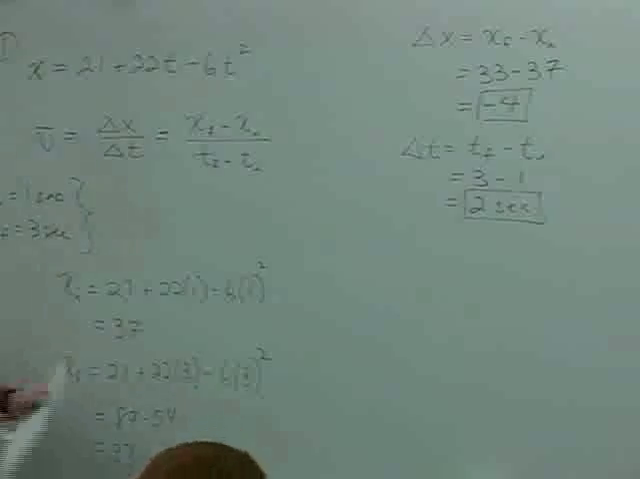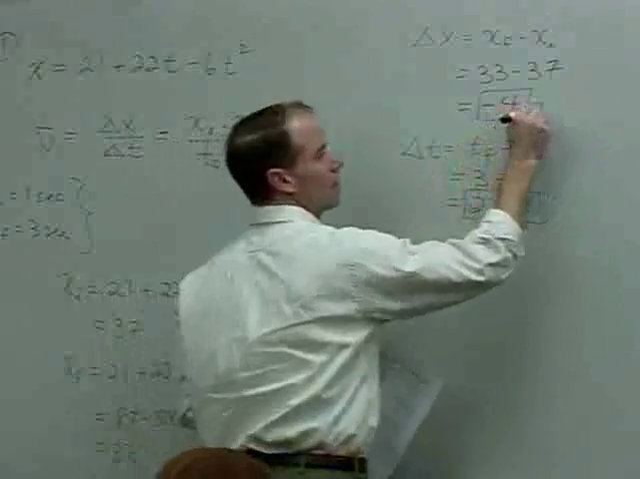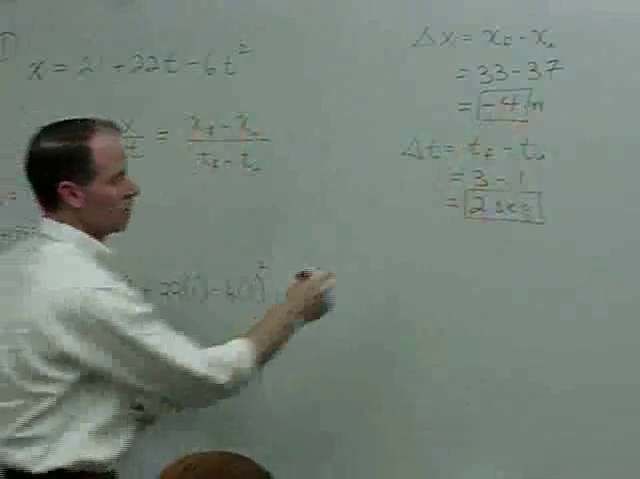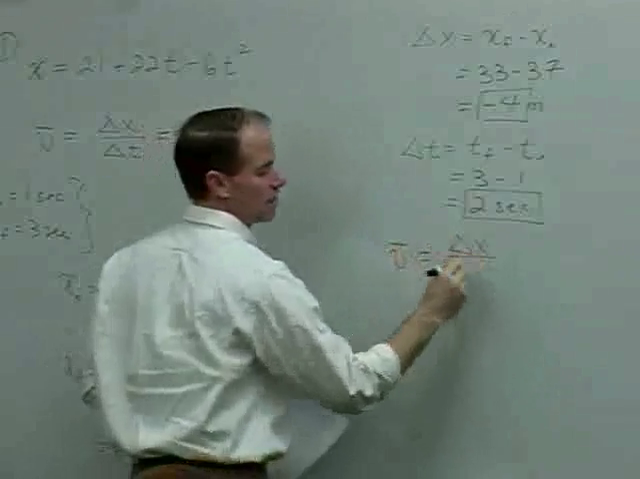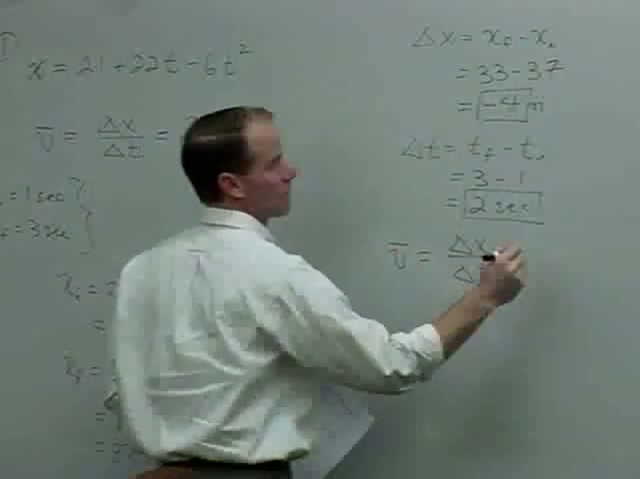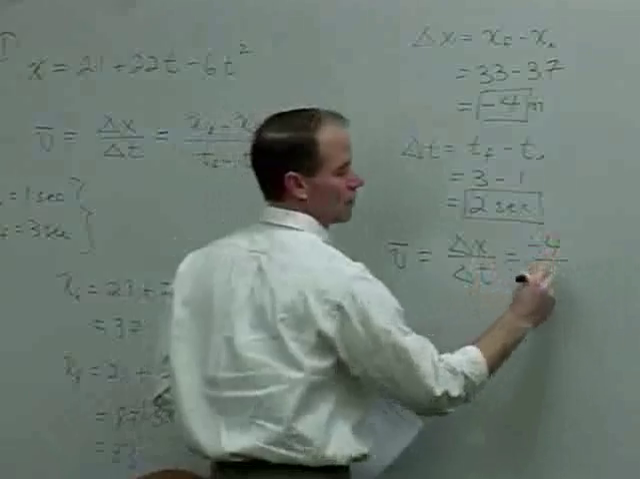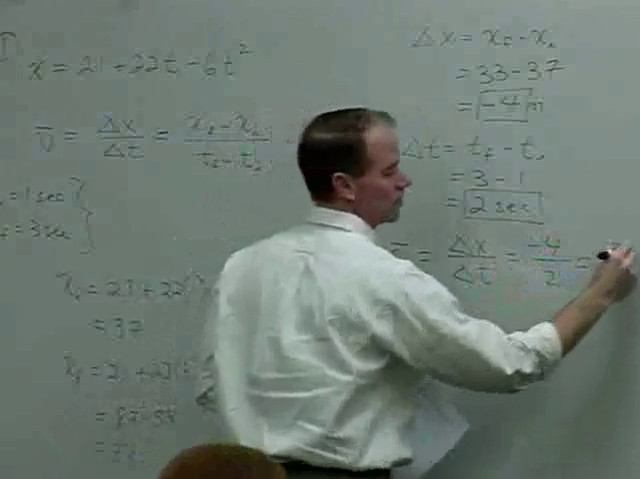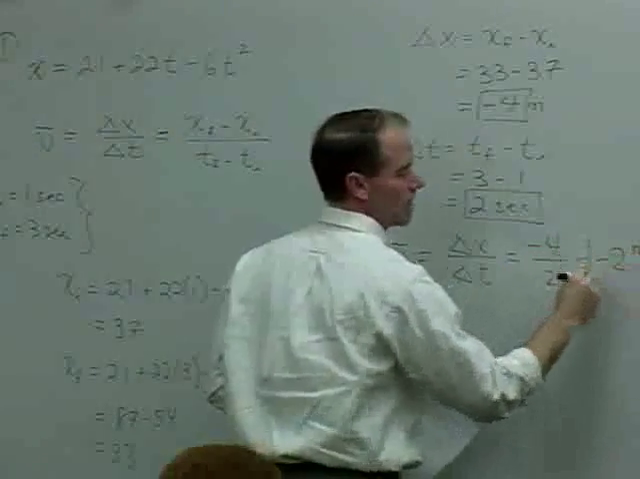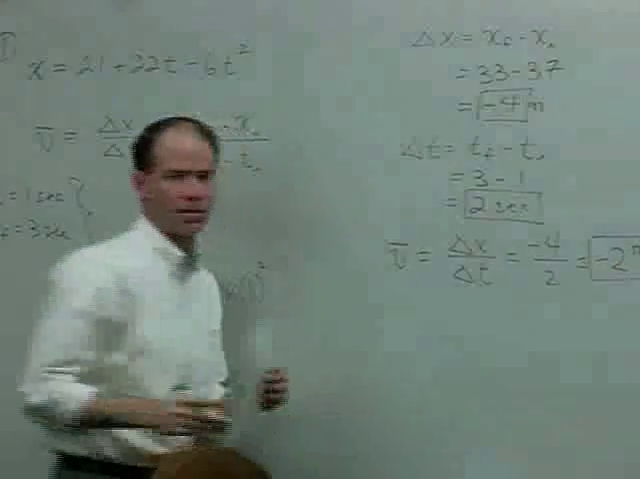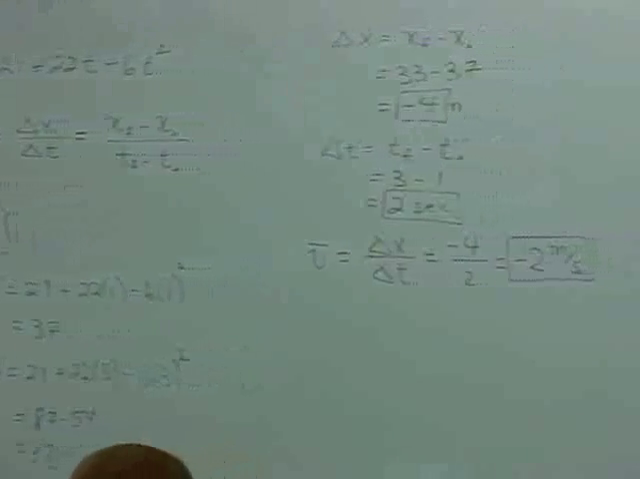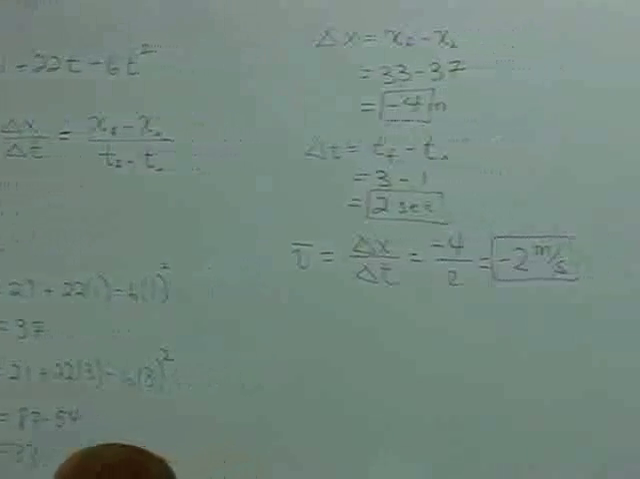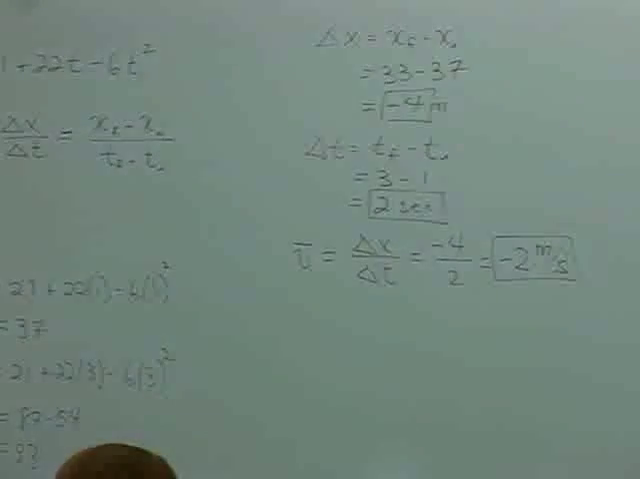This x is in meters. So our average velocity, the displacement over time, can be negative 4 over 2, or negative 2 meters per second. Total displacement over total time. So far, so good?